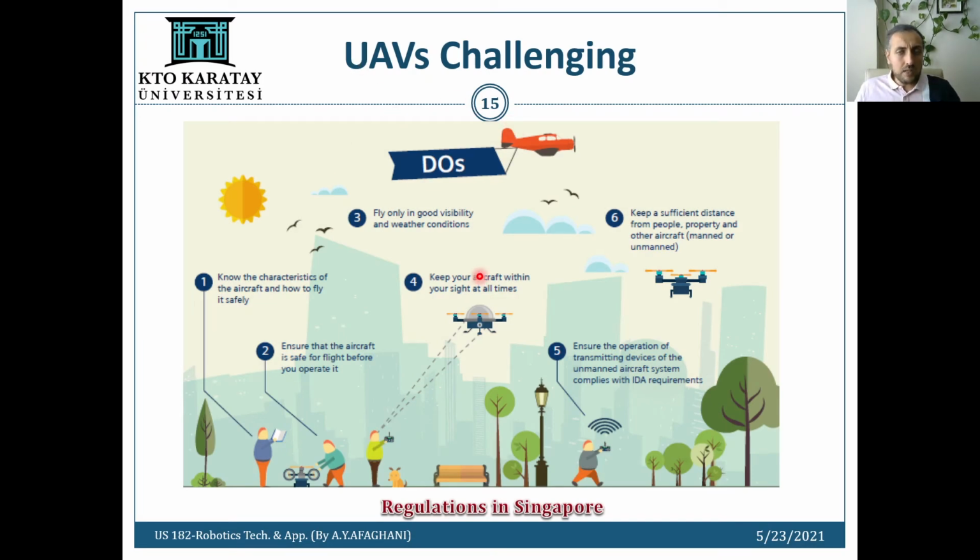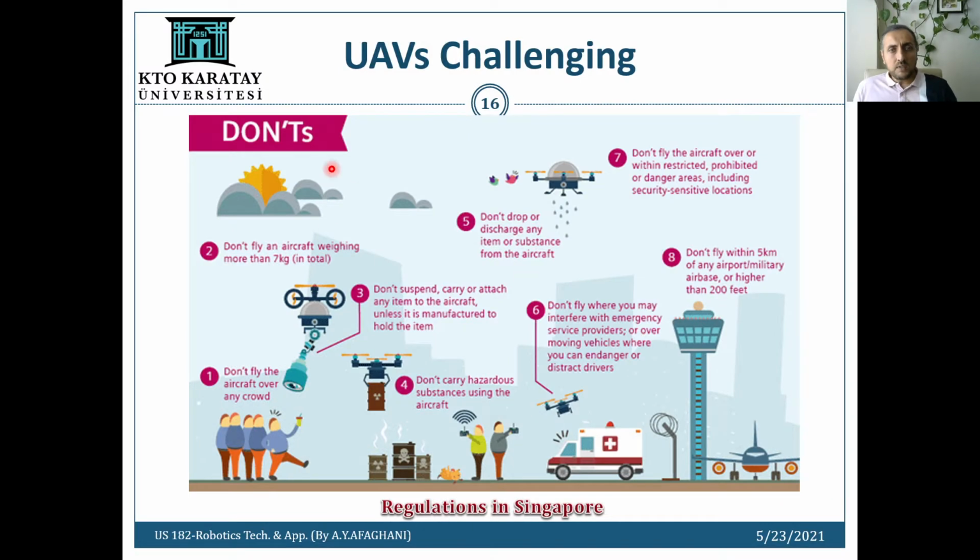And this is a good example from Singapore about regulation. They have one park and they put some rules inside this park. For example, know the characteristics of the aircraft and how to fly. For example, fly only in good visibility and weather conditions. So they are putting out some instructions, and within these instructions you can choose your drone. Here is another regulation, which we should avoid. This is all in Singapore.